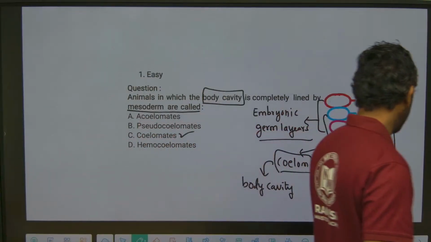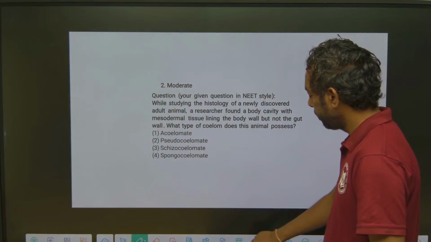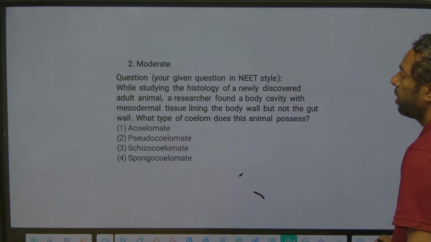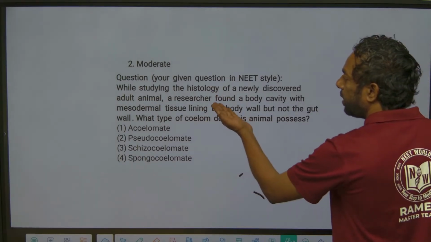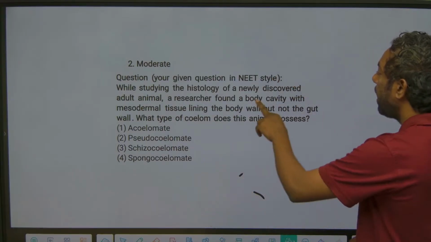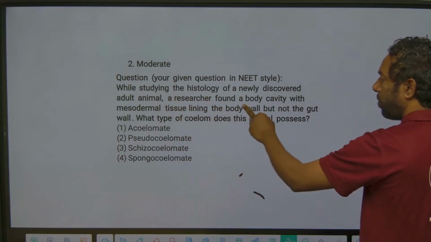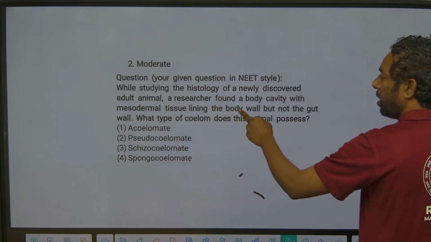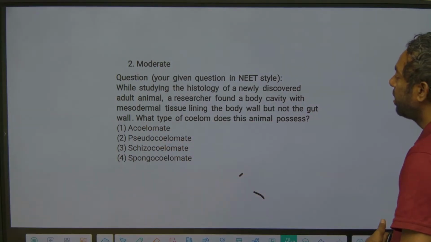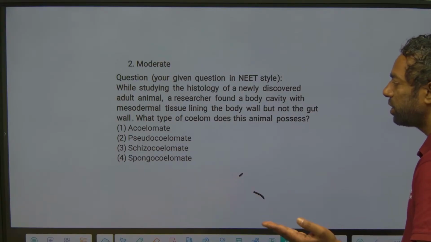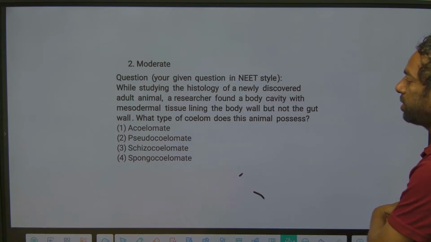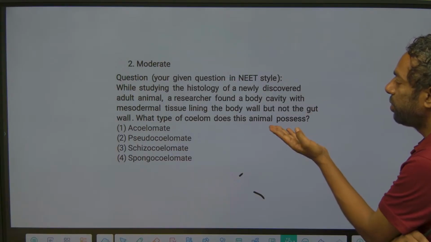Yeah, next question. This is a moderate question, NEET style. While studying histology, the study of tissue, researchers found in a newly discovered adult animal a body cavity with mesodermal tissue lining the body wall but not the gut wall. What type of coelom does the animal possess? Acoelomate, pseudocoelomate, schizocoelomate, or spongocoelom?